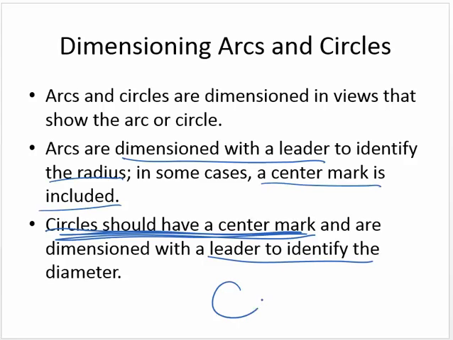A lot of people I see are still trying to dimension circles like this, whereas for a circle you should have that leader. You should have a center mark, and then you should have your measurement right there, and it's going to have the diameter symbol there.